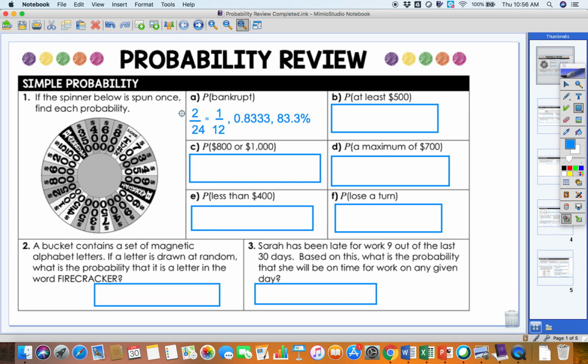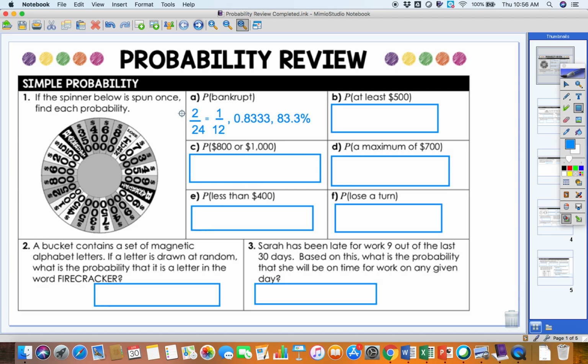Remember, to go from a fraction to a decimal, you divide the numerator by the denominator, so 1 divided by 12. And then to convert from a decimal to a percentage, you multiply the decimal by 100. So the rest of these are covered. So if at any point in time you want to pause and see if you can figure them out to see if you're understanding, that would be great.